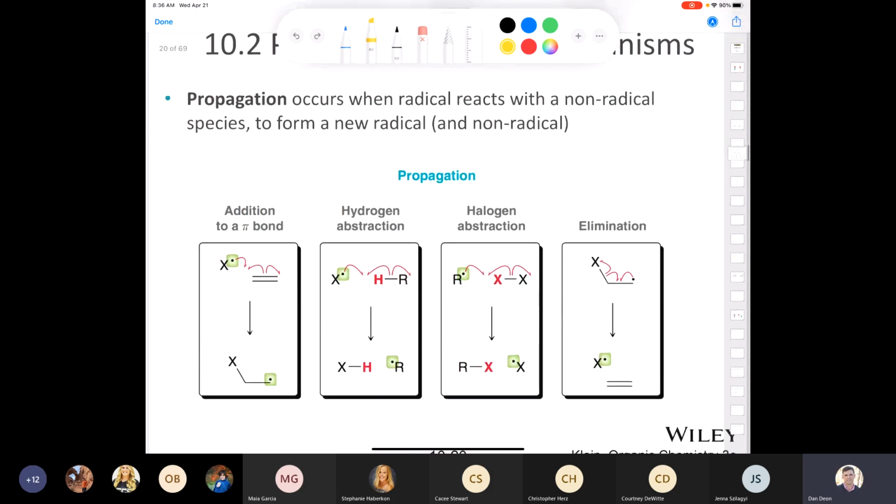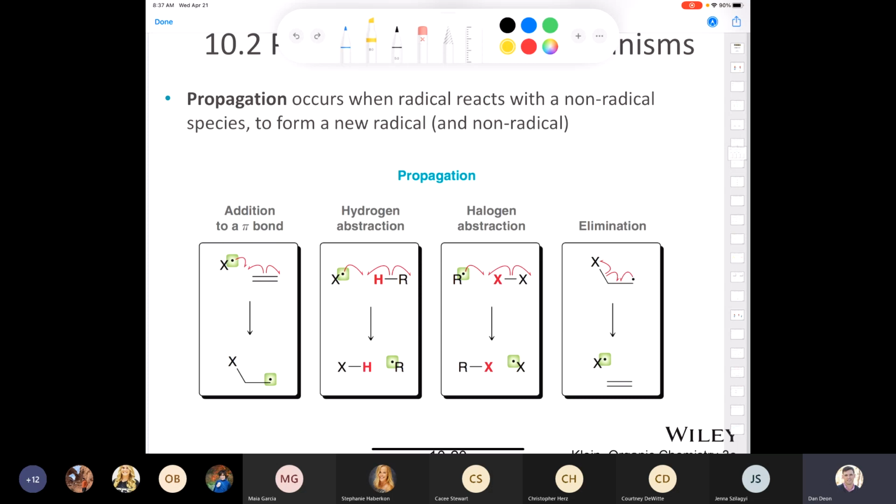Well, what's propagation? Propagation is when you start with a radical and you end with a radical. So you start with some kind of radical and you end up with some kind of radical in the end. All of these, addition to a pi bond, halogen abstraction, hydrogen abstraction, elimination, you see what they all have in common. They all start with a radical somewhere in the reactants, and they all end with a radical somewhere in the product. So initiation, no radical to a radical. Propagation, you start with a radical, you end with a radical.